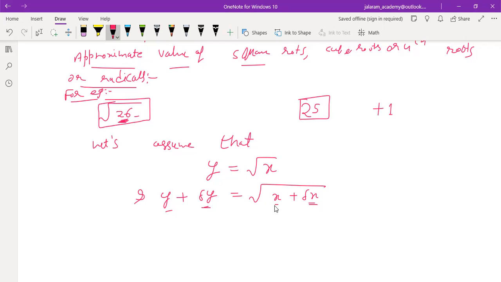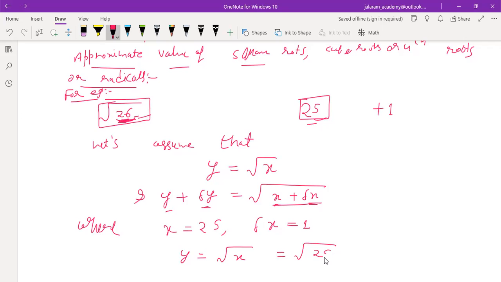So we have already discussed that x plus delta x is root 26. We have to find the value of root 26 and the nearest perfect square to 26 is 25. So we assume that x equals 25 and delta x equals 1. So what will be the value of y? y is root x, that is, the square root of 25. When x is 25, the value of y is 5.